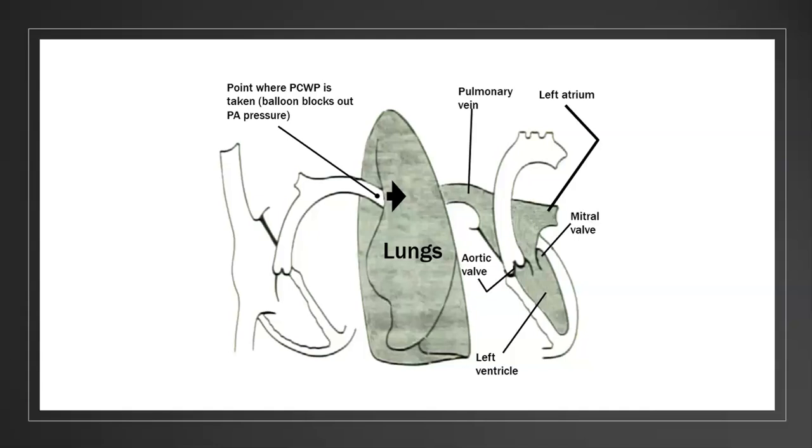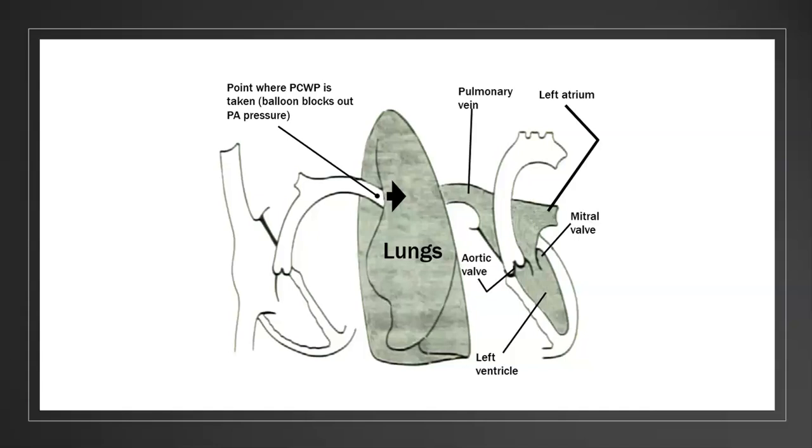So 2 ways to measure LVEDP with PA catheters. One, the most accurate, is that PAWP, that PA wedge pressure. When the balloon is inflated and lodged in that pulmonary capillary, it blocks the pulmonary artery pulsation. So the only pressure the tip measures is the pressure in the atrium, which is the reflection of that left ventricular diastolic pressure. So this is how the pulmonary artery catheter is on the right side of the heart, but it can measure pressure on the left side of the heart as well.